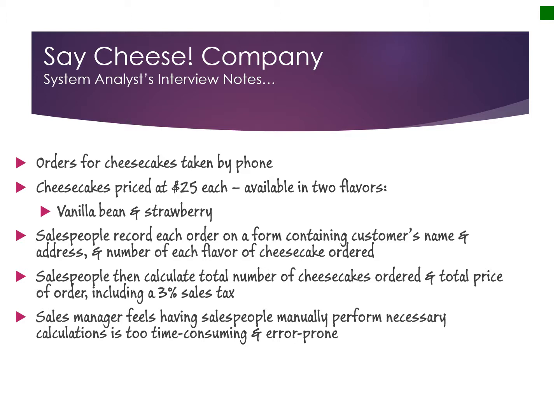Salespeople record each order on a form containing the customer's name, address, and number of each flavor of cheesecake ordered. Salespeople then calculate the total number of cheesecakes ordered and total price of order, which already includes a 3% sales tax in the price. The sales manager feels that having salespeople manually perform necessary calculations is too time-consuming and error-prone.